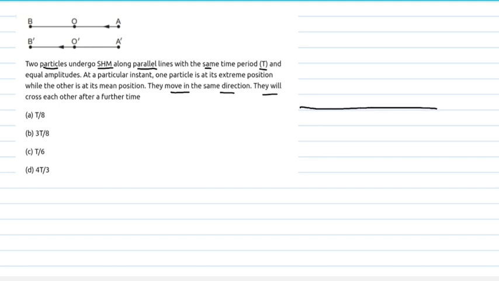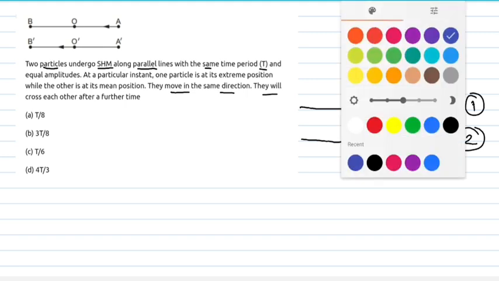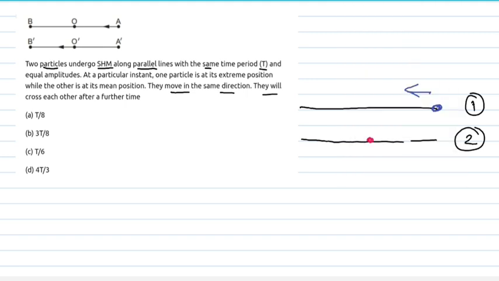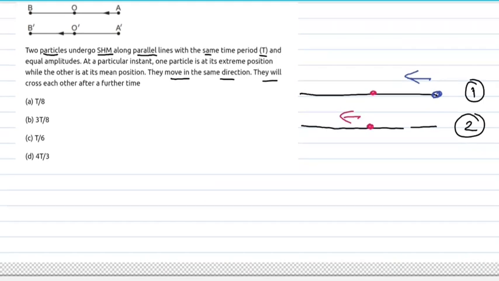So we have two particles undergoing SHM in two parallel lines, first particle and second particle. While the first particle is at the extreme position, moving towards the mean position, the second particle is at the mean position, moving towards the negative extreme position. So after how much time will they cross each other? We can solve this problem by using the reference circle method.